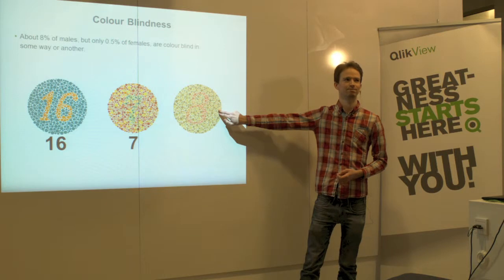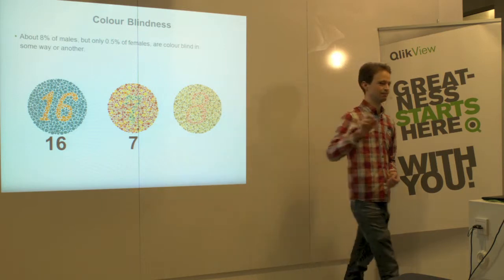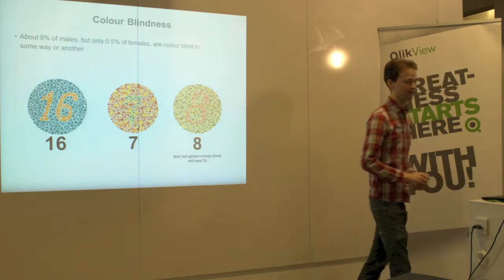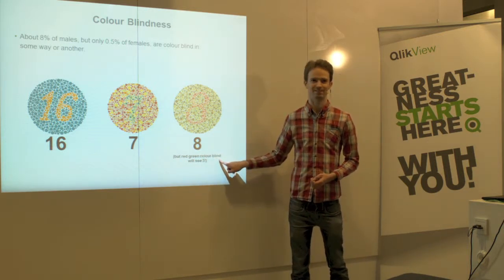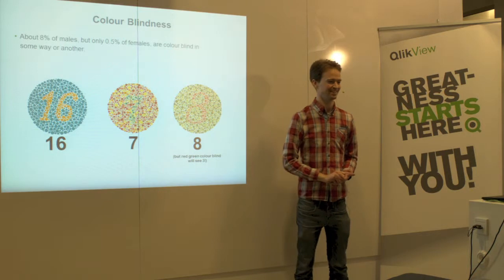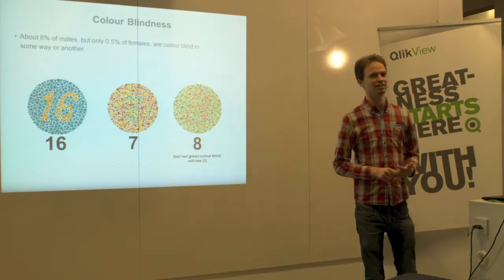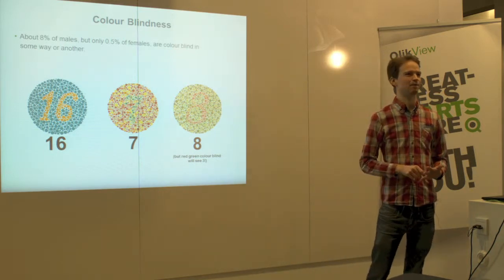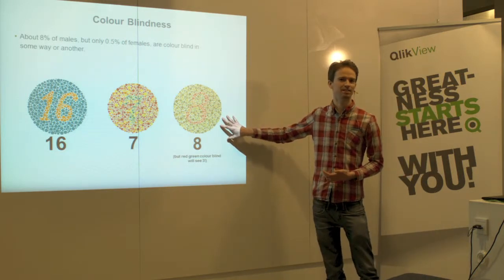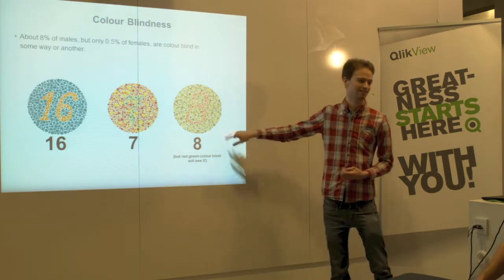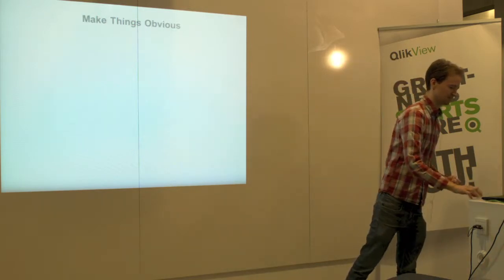Because what's the number here? Perfect. Number 3 means that you have a slight green and red color blindness. So you're actually not seeing the same data as everyone else. And this is what scares me, because imagine sitting there looking at a number and not seeing the same number as everyone else. I'll give you an example.